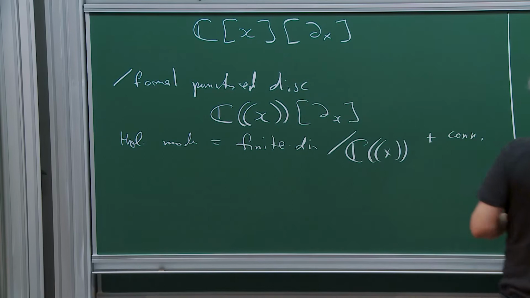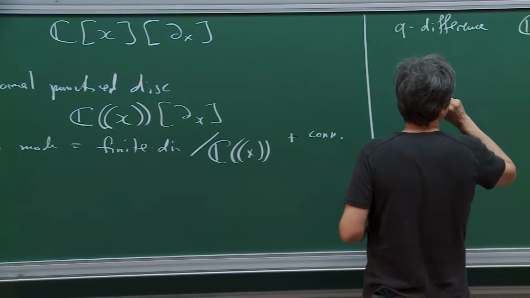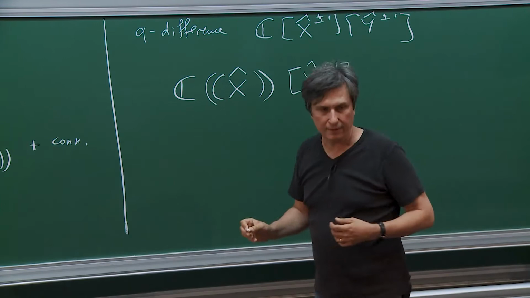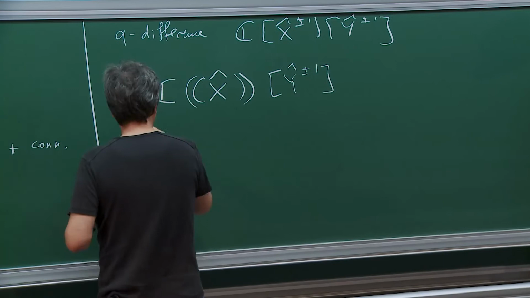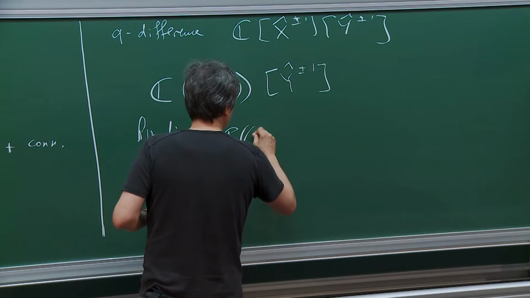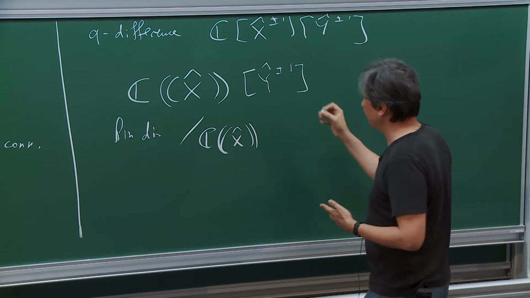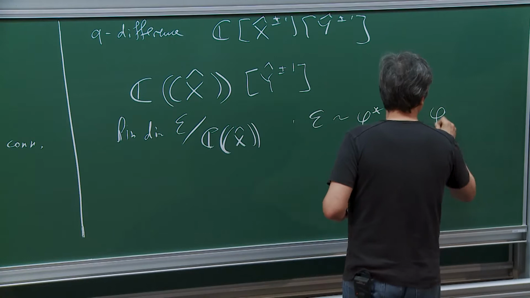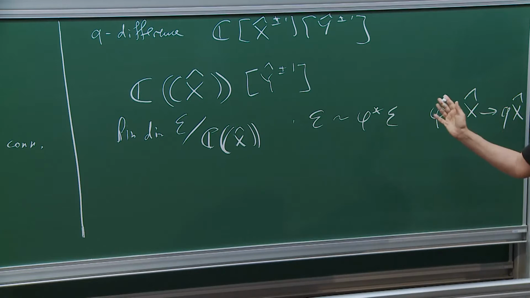And here one can also do a formal quantum punctured disk. One considers C of X, and takes the similar ring here. And modules again will be finite dimensional over Laurent polynomials. And the action of y hat means that instead of a connection, you get an isomorphism of a bundle with the pullback of the bundle by psi, the dilation x to qx. So it's a completely similar story.